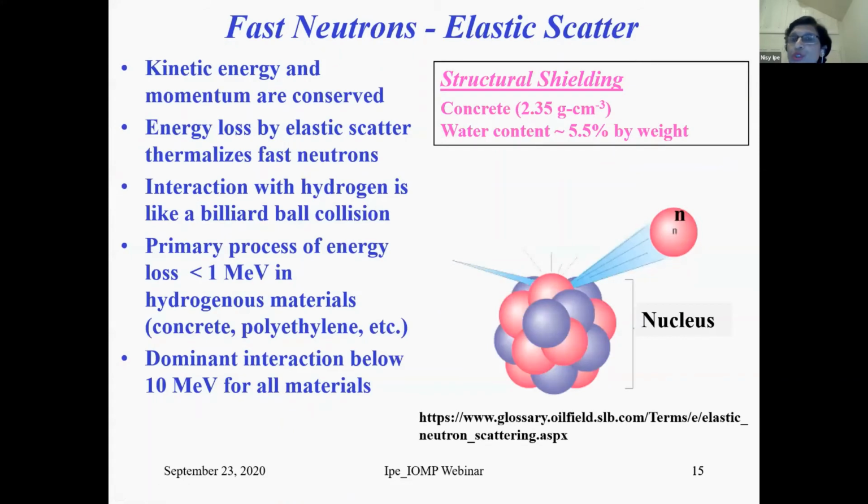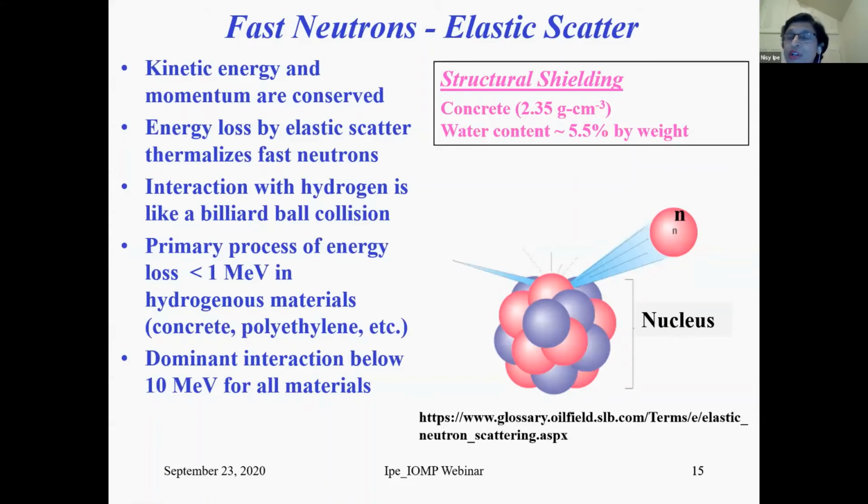Now, fast neutrons also undergo elastic scatter. Both the kinetic energy and the momentum are conserved, and the fast neutrons become thermal neutrons by elastic scatter. So the interaction with hydrogen is like a billiard ball collision because the hydrogen has the same mass as the neutron.